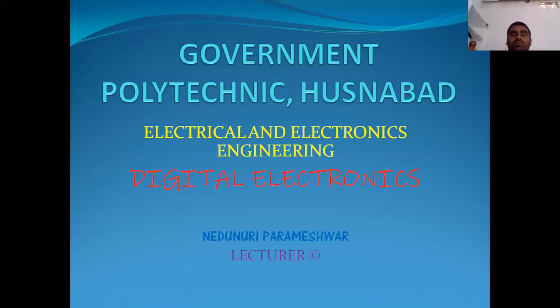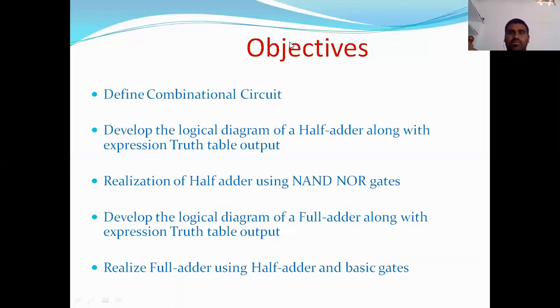Now I teach the subject digital electronics. The subject code is 18EE405C. C means that it is a core subject, so it is purely related to the electrical department and electrical section. Today the objectives are to define a combinational circuit, and now we are starting the third chapter, that is combinational circuits.